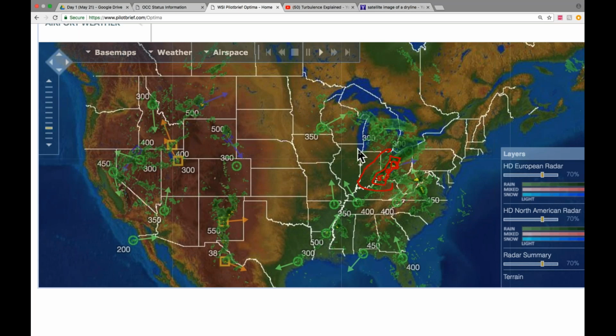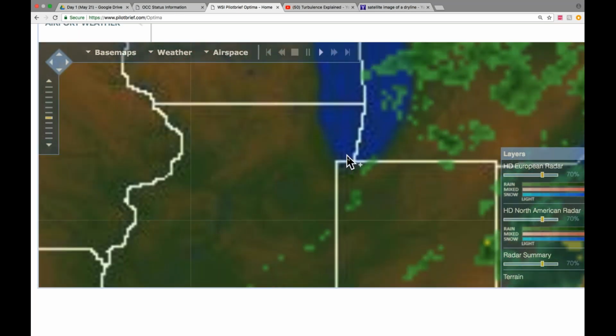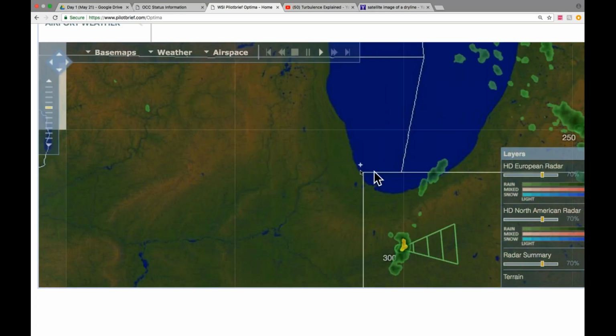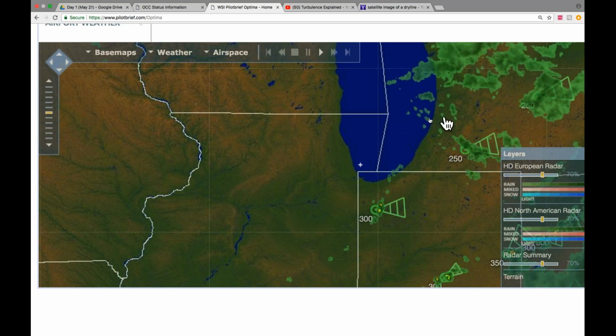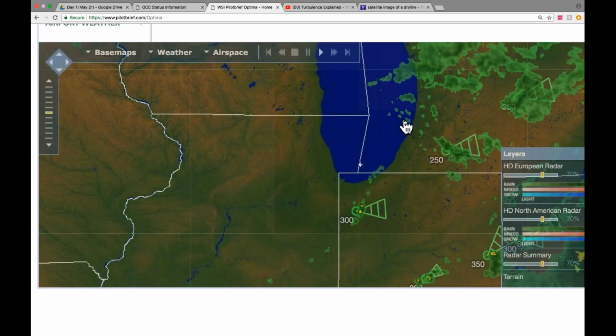Today, for example, let me zoom in here. In Chicago, we had a very big storm system pop up, and it just kind of hung out right here. I had a flight coming in from Minneapolis to Chicago. I had him loaded up to the gills with fuel.